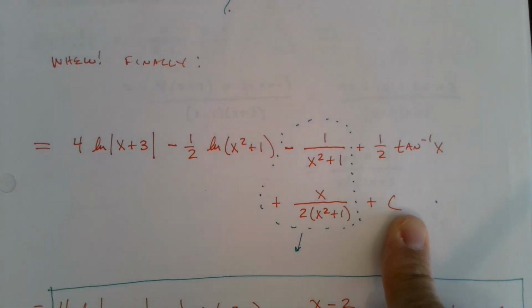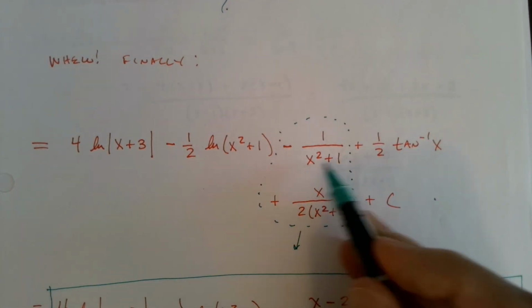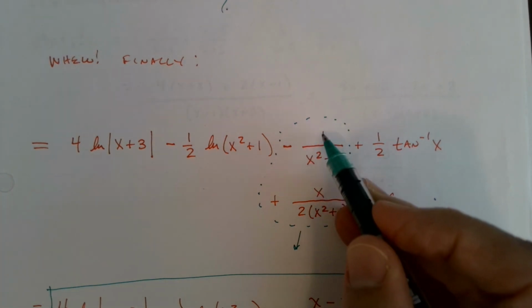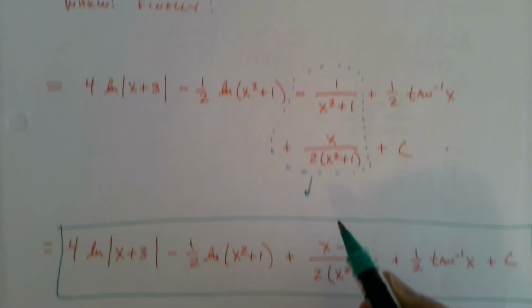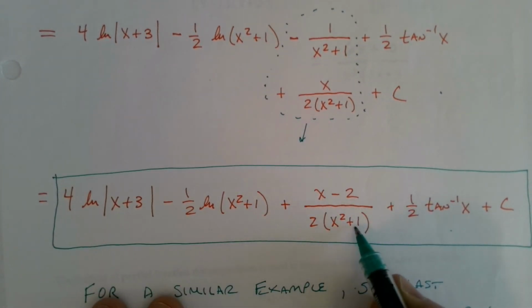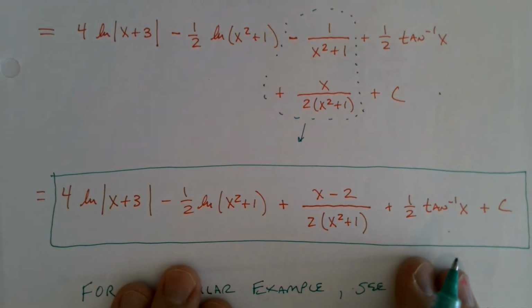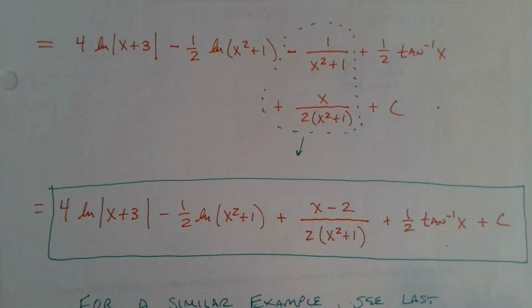Whew. Okay, we're done. Now, one thing you might look, hey, we can do a little simplification. Notice this is x squared plus 1. This is 2 times x squared plus 1. So if I multiply top and bottom by 2, 2 over 2 times x squared plus 1, I get negative 2 plus x, or x minus 2 over 2 times x squared plus 1. So I just did that little simplification. And there's my antiderivative. Okay, there's my antiderivative.